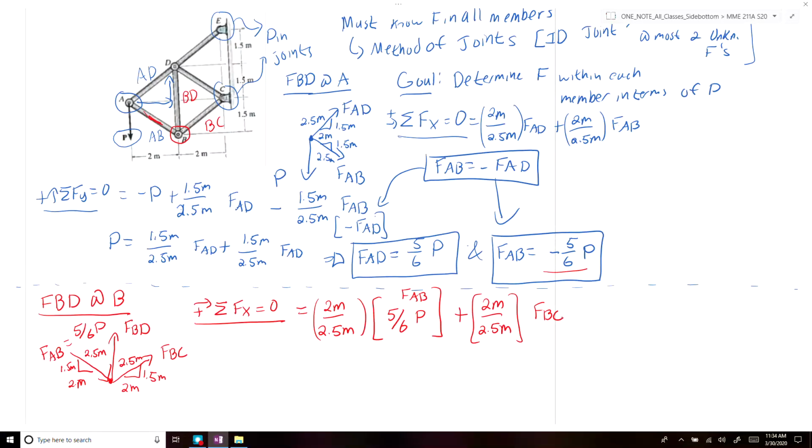All right, what we'll end up getting here is FBC is going to be equal to negative 2.5 meters over 2 meters times 2 meters over 2.5 meters times 5/6 P. All of these terms will cancel out and we'll end up just getting minus 5/6 P.